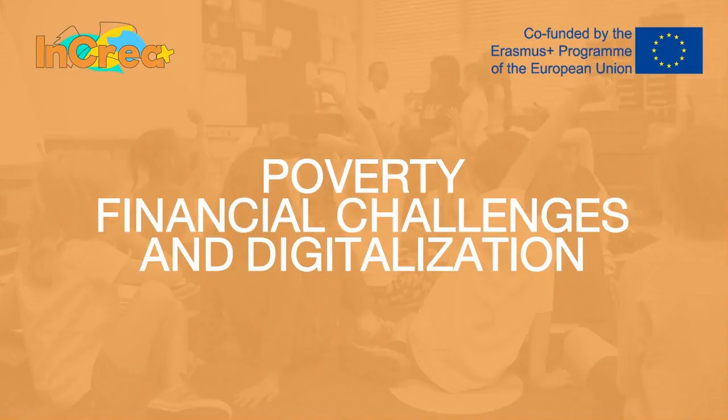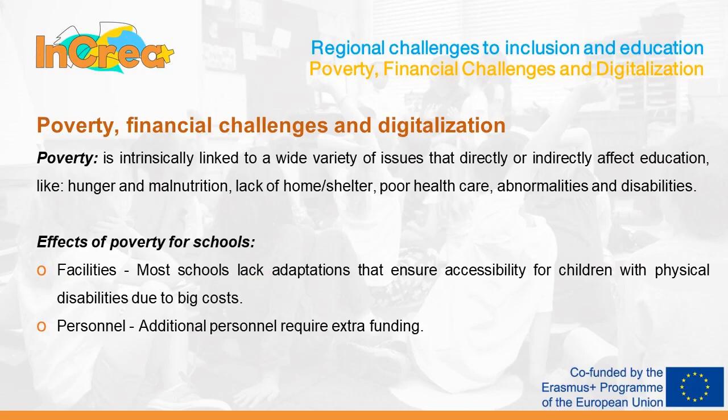The third category of risk factors we will refer to is poverty, financial challenges and digitalization. Poverty is intrinsically linked to a variety of issues that affect education, like hunger and malnutrition, lack of home and shelter, poor health care, abnormalities and disabilities. Poverty, along with cultural and linguistic differences, lowers academic achievement and results in high dropout rates. Effects of poverty for schools.